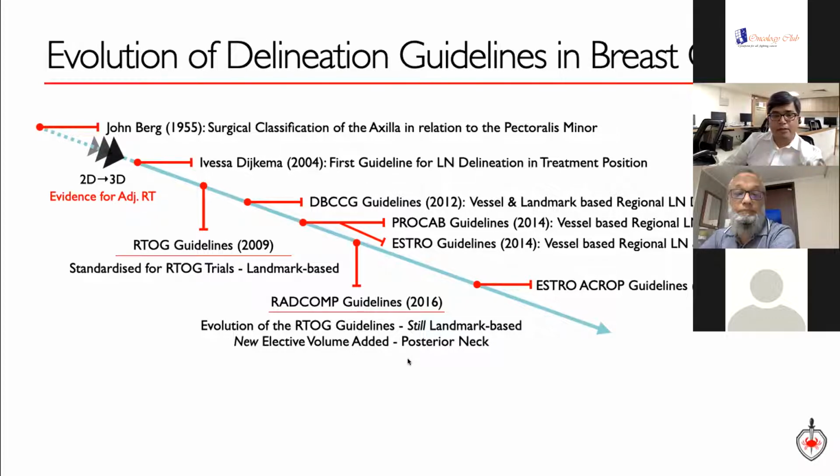And we will come to that and discuss why that is important. The other philosophical shift of guidelines, or rather the philosophical evolution of guidelines, occurred in Europe, where their predominant focus was reducing our doses and minimizing volumes. And the way to do that was to actually follow something which we all understand, that lymph nodes travel along with vessels. So these guidelines were actually vessel-based. Predominantly the PROCAP guidelines and the ISTRO guidelines.